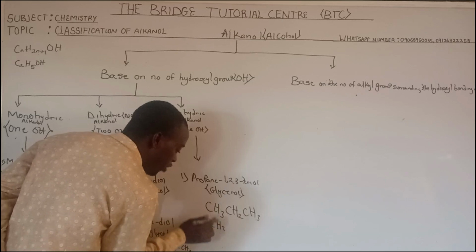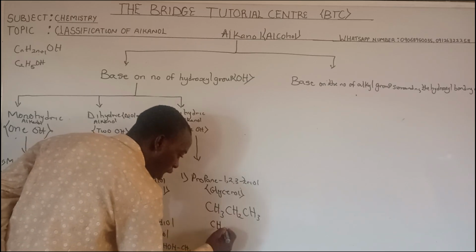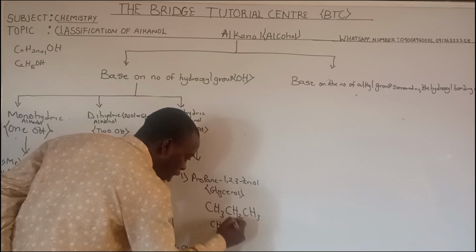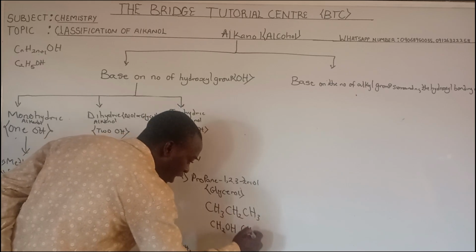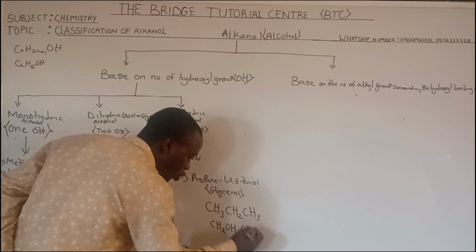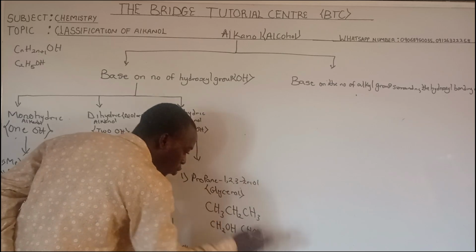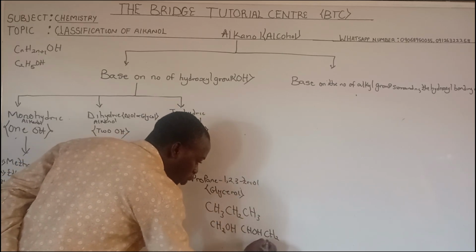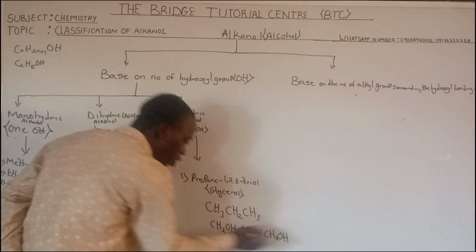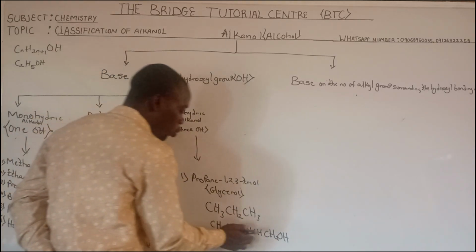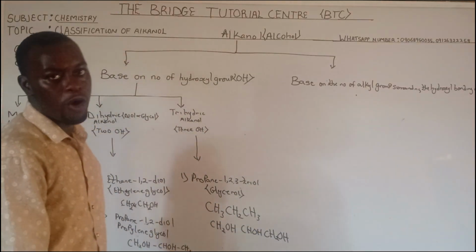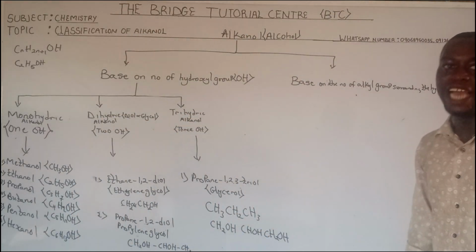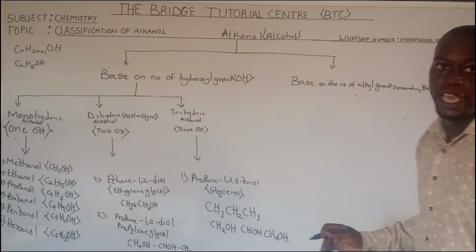CH3, instead of CH3, you remove one hydrogen. We are now going to have CH2OH. Then we have another one which is CH. You've removed one hydrogen, replace it with OH. And the third one on carbon number 3, you remove another hydrogen, and we're leaving CH2, then you have OH. So this is propane-1,2,3-triol, which is also being referred to as glycerol.